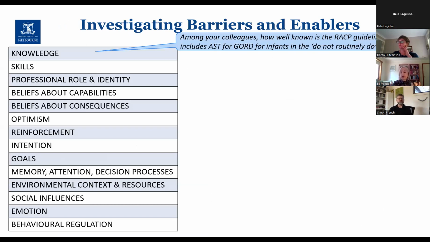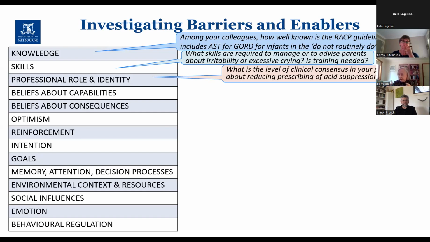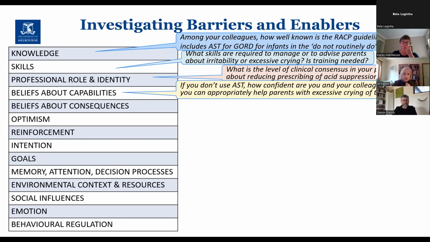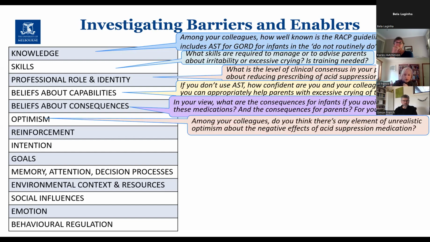This is the example of acid suppression treatment for infants with gastroesophageal reflux. How well known is the guideline? What skills are required to manage this condition? What is the level of clinical consensus in the profession? And how do people feel? Do people feel that this is their job to treat GORD differently amongst infants? Do people feel confident that they can appropriately treat the condition without prescribing? What are the consequences if you avoid prescribing? Is there any element of unrealistic optimism about the effects of prescribing?